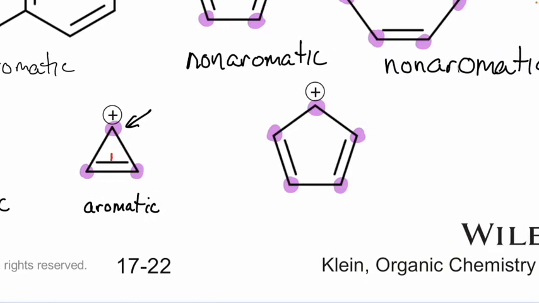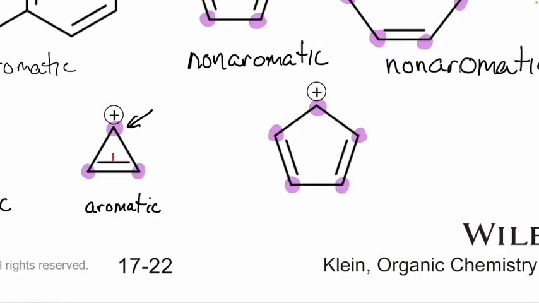Now I have to go through and count pairs of electrons. We have 1 here, 2 here. That carbocation doesn't have any electrons that it's bringing to the table. So there is an even number of electron pairs, making it anti-aromatic. Okay?